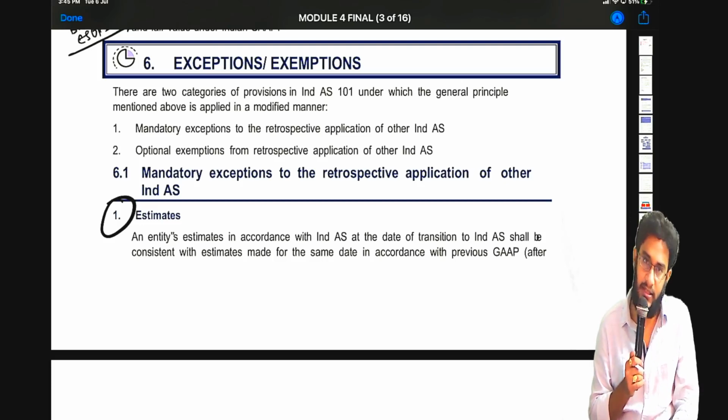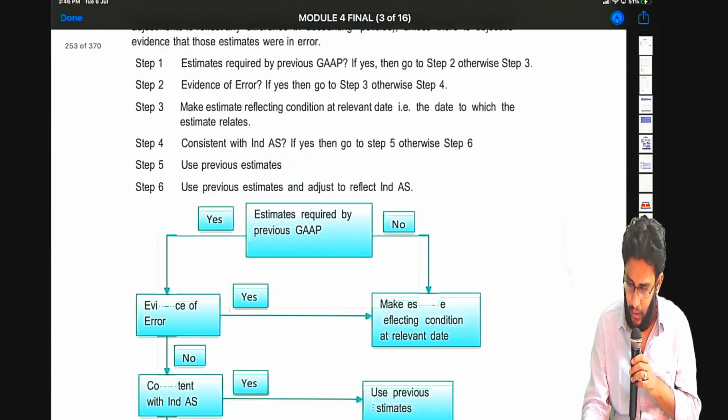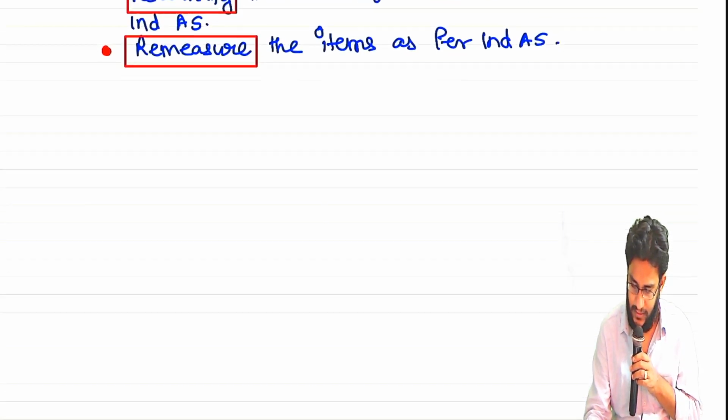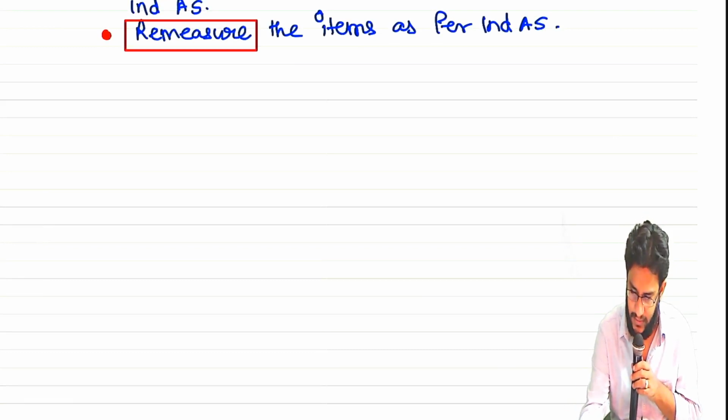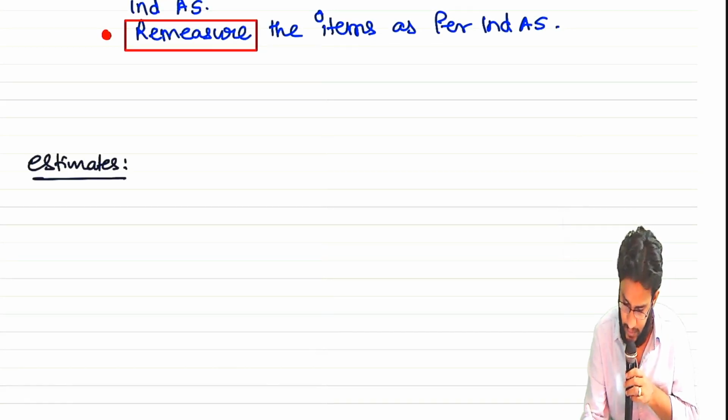First one is estimates. Though they have explained quite a bit, they have made a chart and all, I would like to keep this absolutely simple. It is like this, sir. I'll make you write later on. Timing, listen. We will jot down the notes later on. Timing, listen.